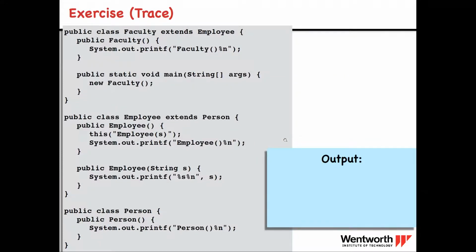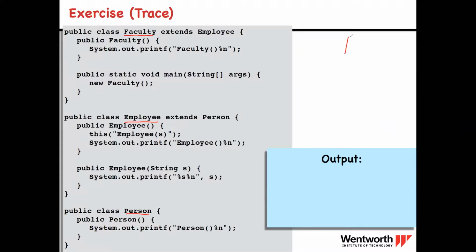Okay, let's do another trace. So I'm going to show you where main is. It is right here. It's in this faculty class. Again, this could be somewhere else. This could be in some other class, but I just put it in here so that we can have one set of code here. So there's three classes here. There is faculty, there is employee, and there is person. So faculty is the most specific, then employee, and then person is the most general. So faculty extends employee, employee extends person, and then person is our top level.